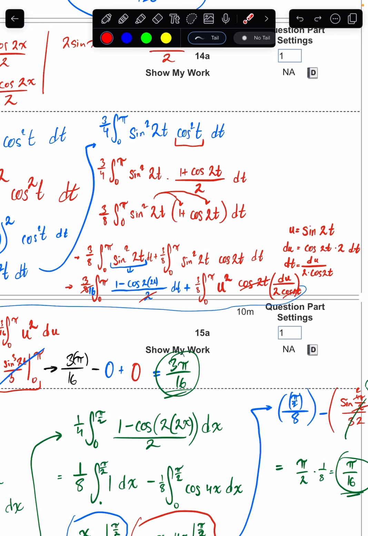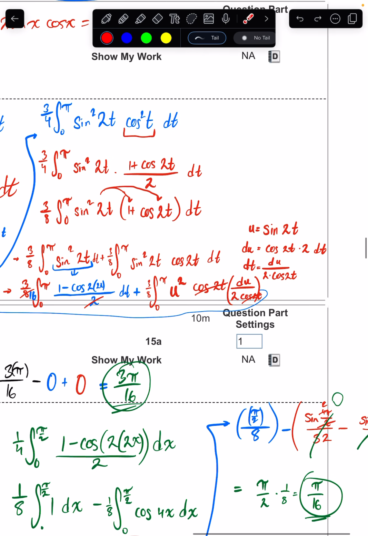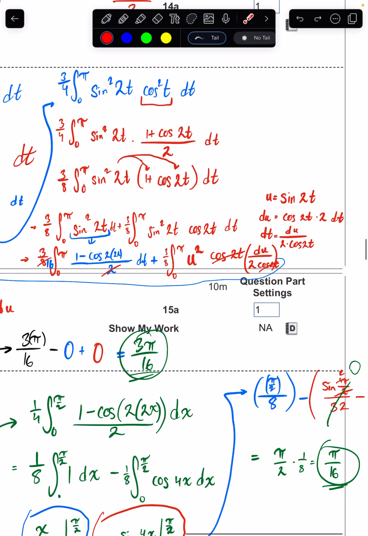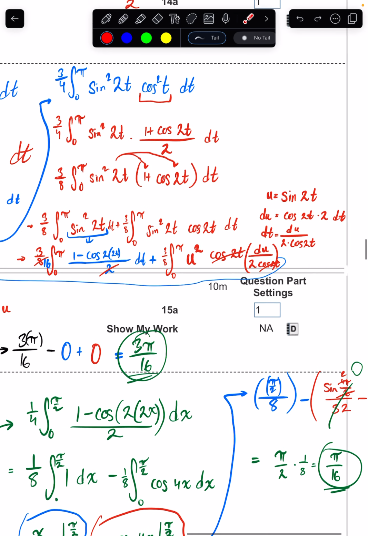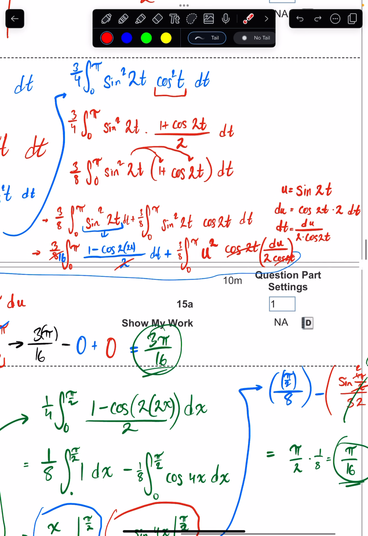Yeah, integration of that, and the integration of sine squared of 2t times cosine 2t. Since we're just trying to get rid of this cosine, we make our u value our sine 2t. So our dt is du over cosine 2t, right? And we're able to get rid of that. We just substitute for u squared, right? U squared. And this cosine 2t crosses out, and you're left with this 2 over here.